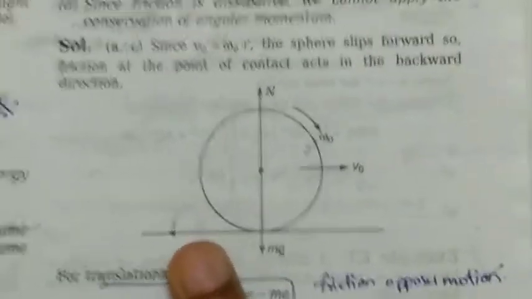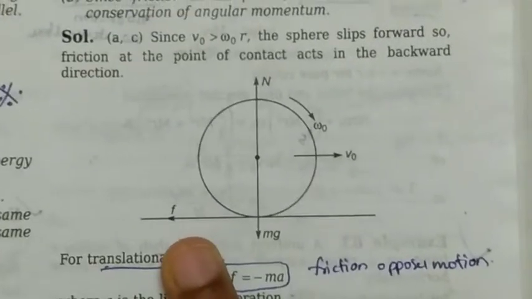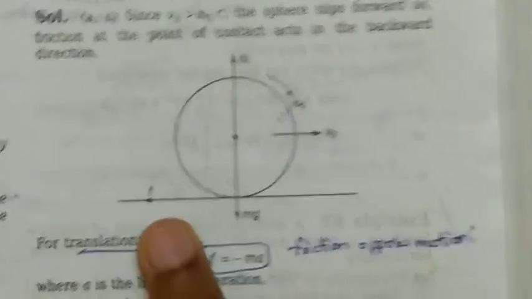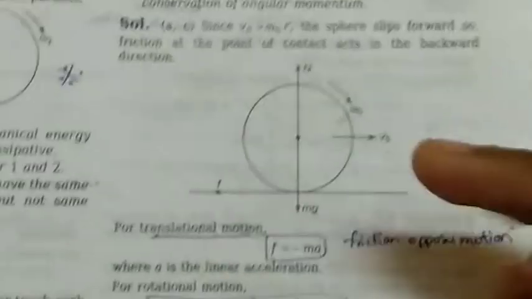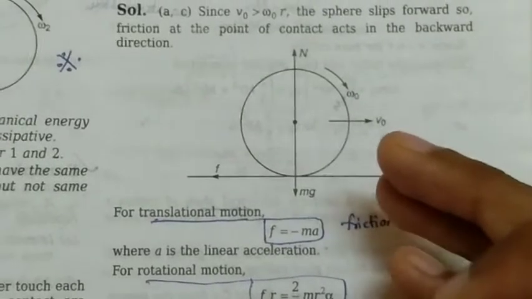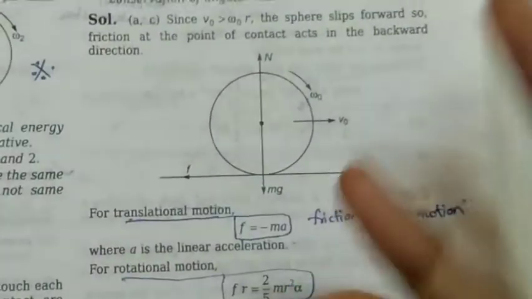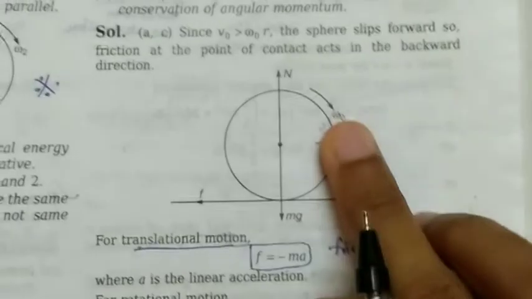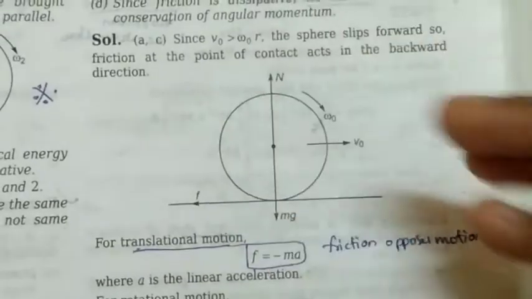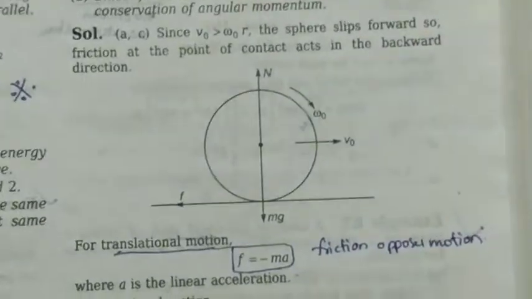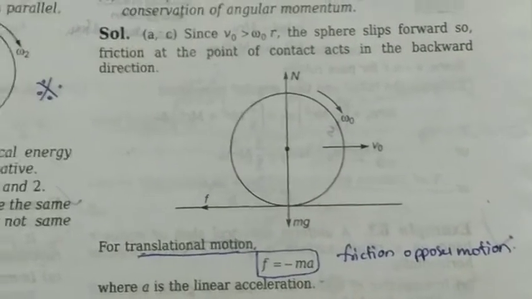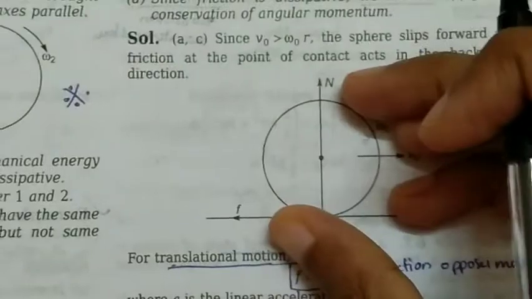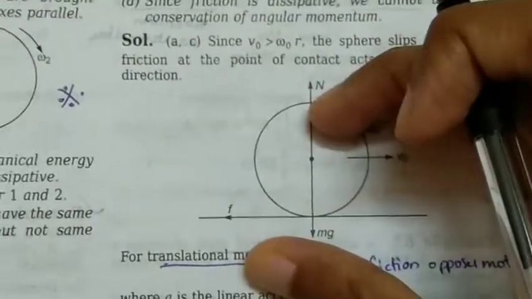So friction would always act in the opposite direction of motion. Here, because of slipping, friction is developed initially. What we are doing here is taking a sphere which is rotating with angular velocity omega naught, and which has a translational velocity v naught, and suddenly placing it on the floor. So suddenly this rotating sphere is placed on the rough surface.